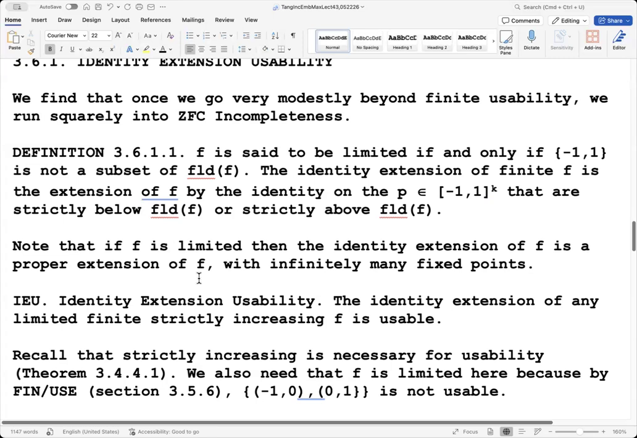Okay, so this is very natural. You have a function, you extend it by the identity higher and lower than the thing. You don't mess with the inside, just higher and lower. Okay, that's all that is.